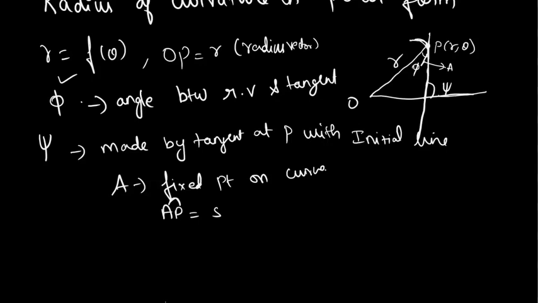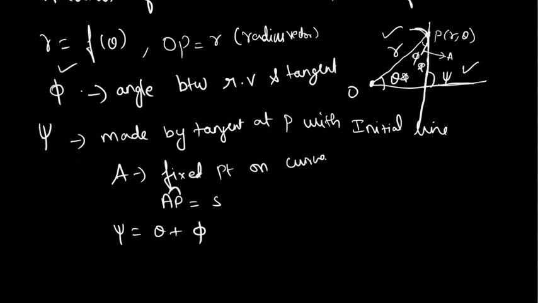Now, with the geometry, psi I can write as theta plus phi. So the exterior angle is equal to the sum of the interior opposite angles. When I say P of r comma theta, the distance from O to the point P is r, and this angle is theta. So psi is equal to theta plus phi. Now from this, we are going to calculate further ahead.